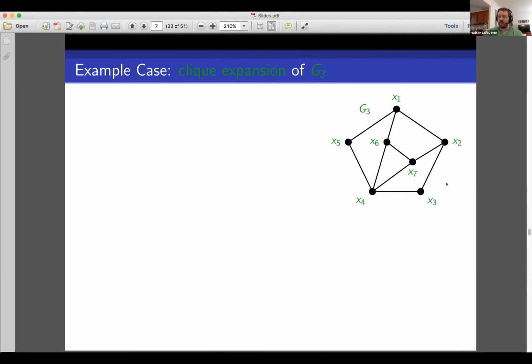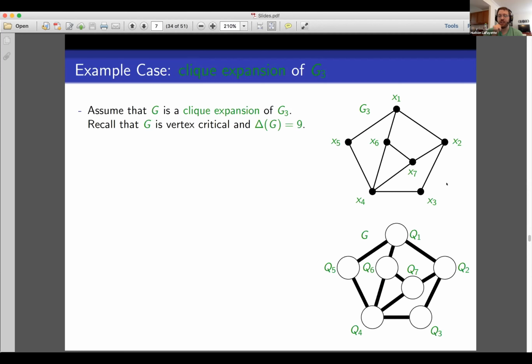So assume we're a clique expansion of G3. So each xi is expanded to a clique Qi. And if there's an edge in the original graph, you put a complete bipartite graph. Again, that's what these thick black lines are representing. Again, we can assume we're vertex critical and delta equals 9. And so we'll finish off this case in 4 claims. And again, every other case in this proof was played out almost exactly the same.